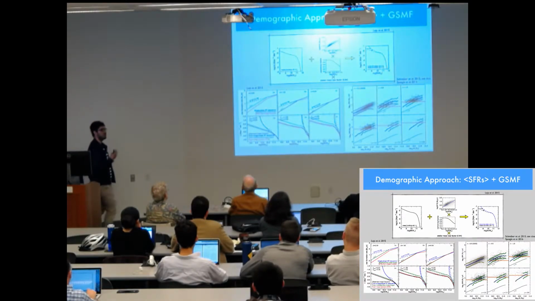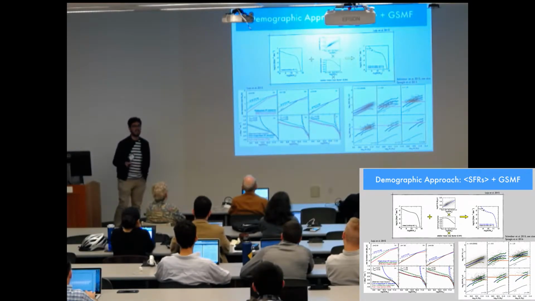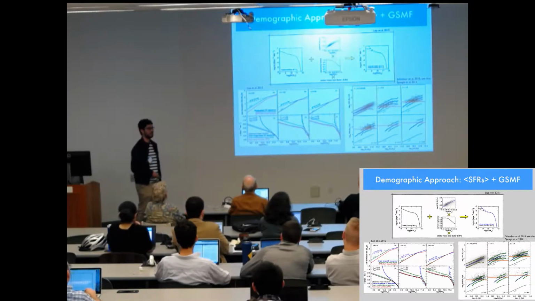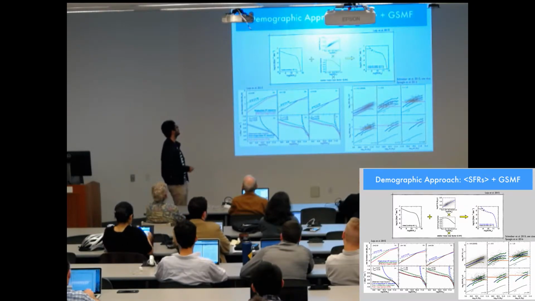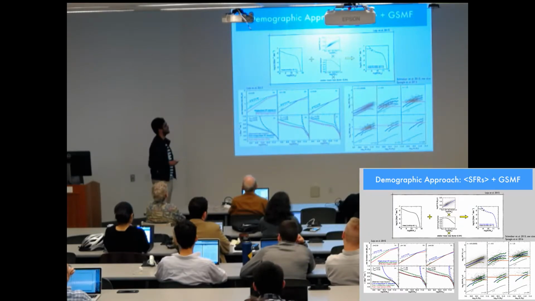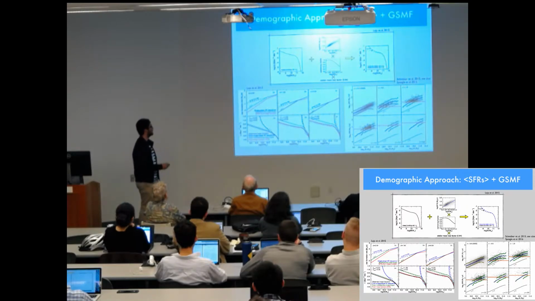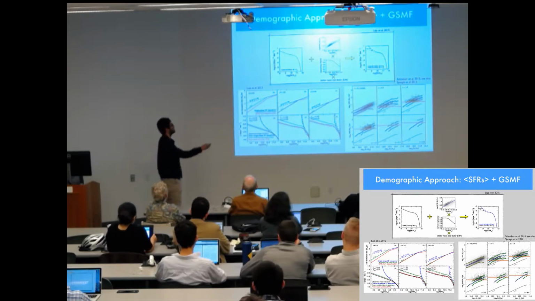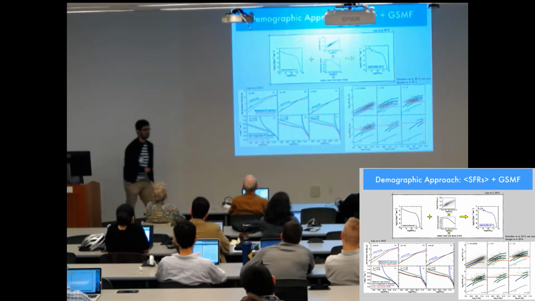But the previous approach doesn't say anything about how the whole population is growing based on the galaxy stellar mass function. If we would like to add the information from the galaxy stellar mass function, we will assume that the population has some initial distribution based on the galaxy stellar mass function, use the correlation between the star formation rate and the stellar mass, and then infer how much the galaxies grow using this star formation rate.